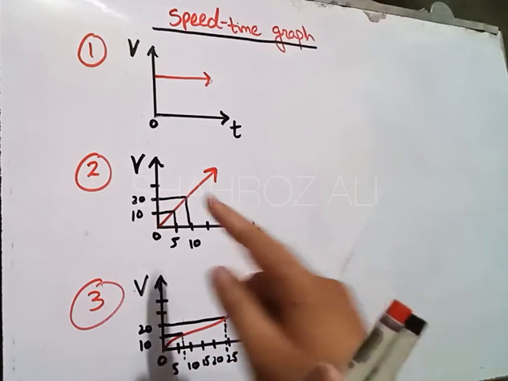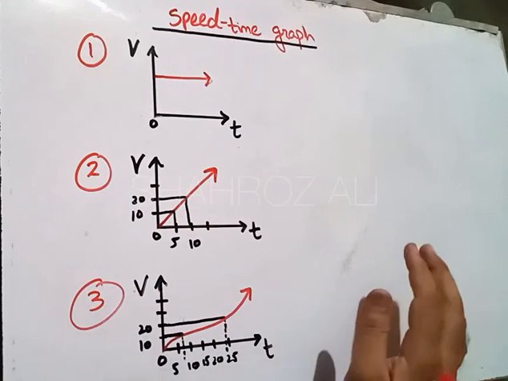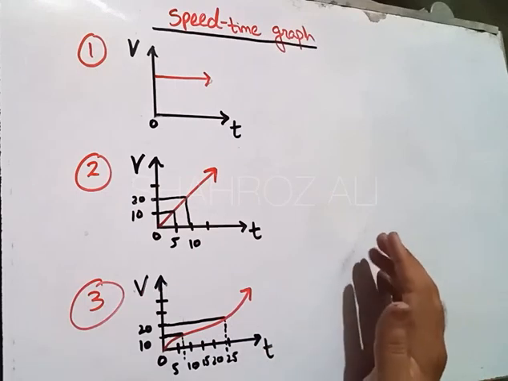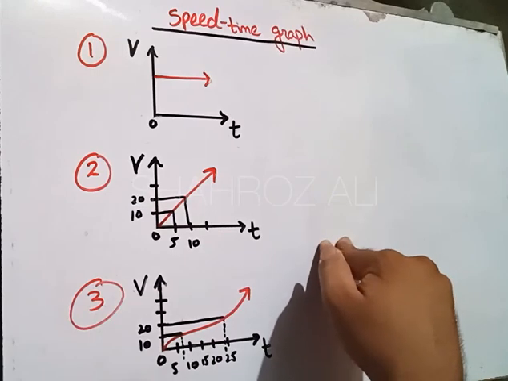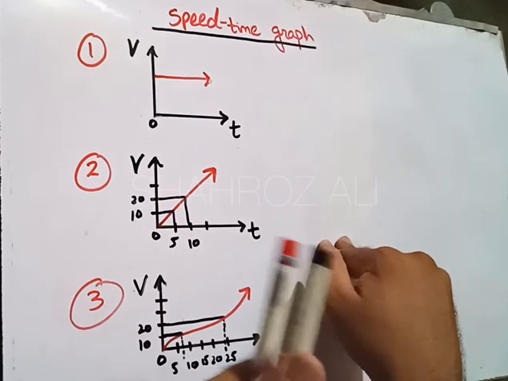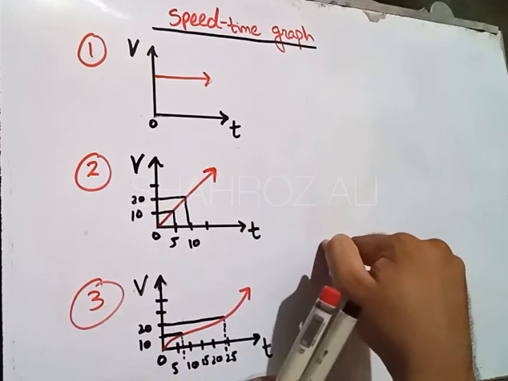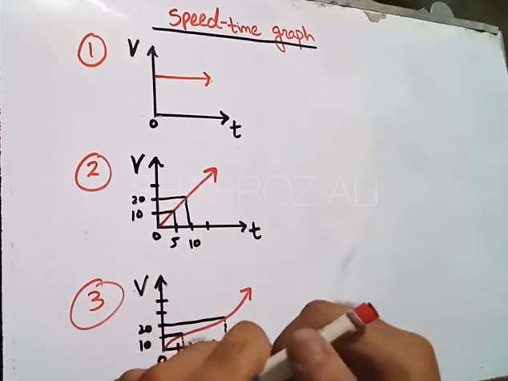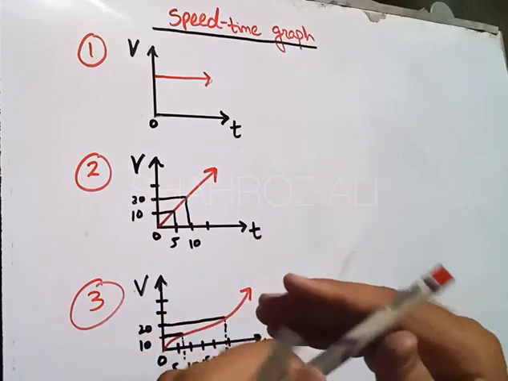Here you can see two variables, two quantities: velocity and time. What does it represent? What information does it give to us? Velocity time will give us the acceleration of a body. So what is acceleration? First of all, we discuss acceleration. After that we will discuss these graphs.